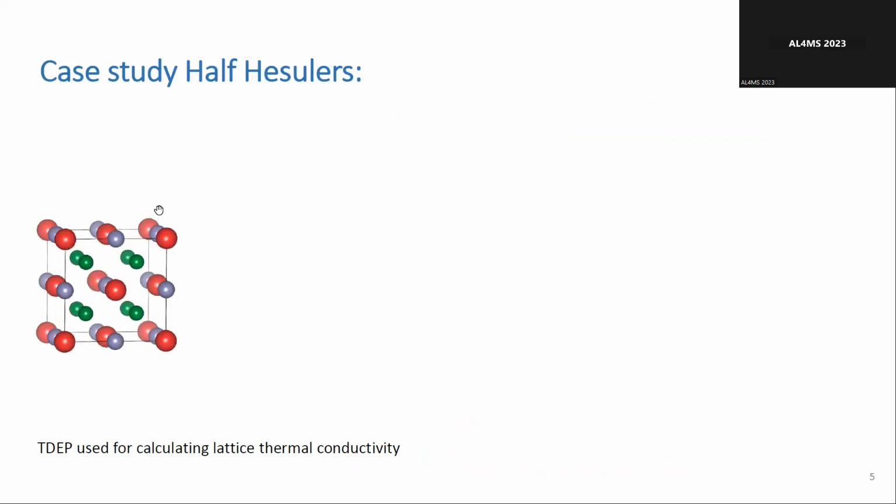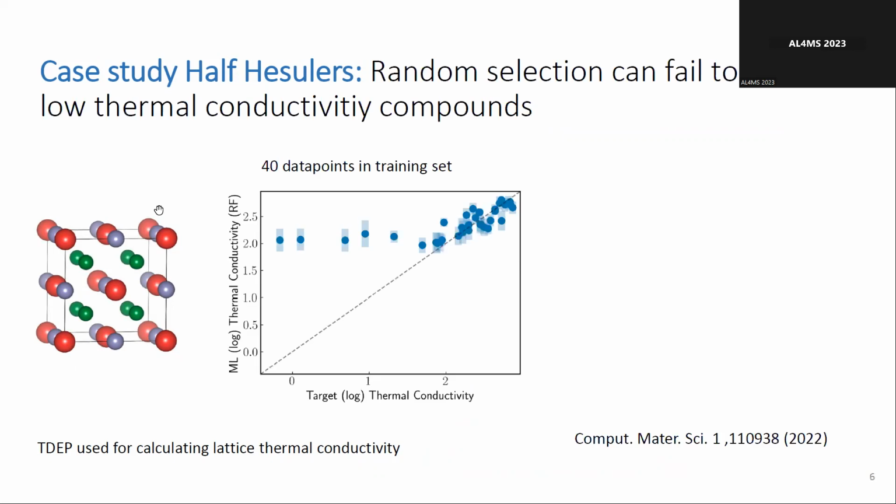So first of all, we just wanted to analyze this problem a bit. So we did a pure case study for Heusler compounds. We calculated the lattice thermal conductivity for around 130 materials. And then we made a training set of 40 compounds. And then we tried to predict and compare with what DFT said. And you can see here that you can very easily end up in a situation where these rare low lattice thermal conductivity compounds are not covered.